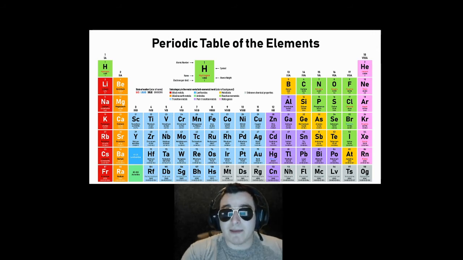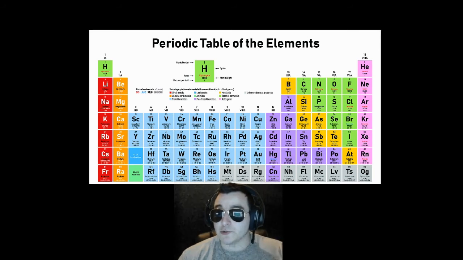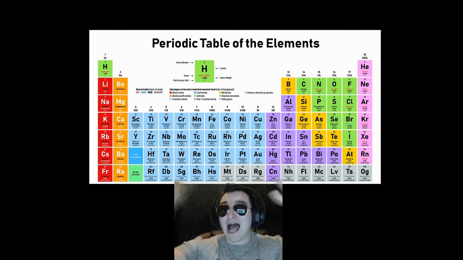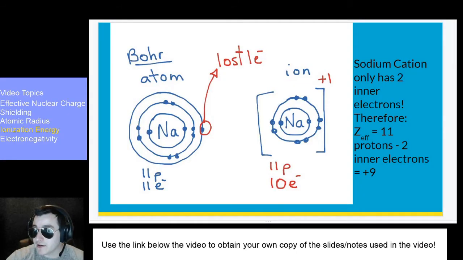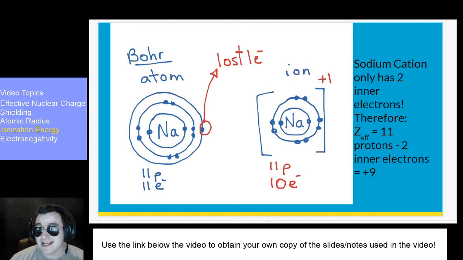Why do the alkali metals have such a high second ionization energy? It's because once they lose that first electron, their effective nuclear charge goes up a lot. As we saw way back earlier in this video, when sodium loses that electron, its effective nuclear charge went up by 8, from +1 to +9. And so that is why the ionization energy just goes up drastically. And that is the explanation for ionization energy.